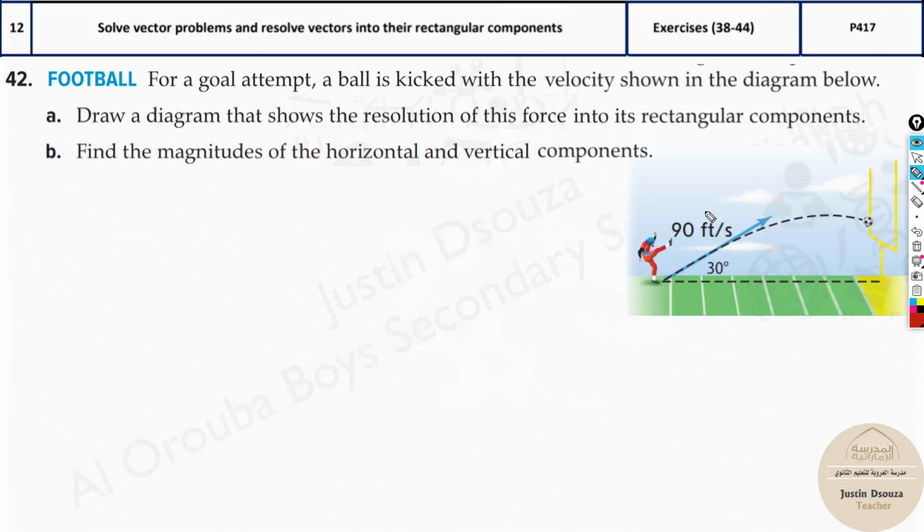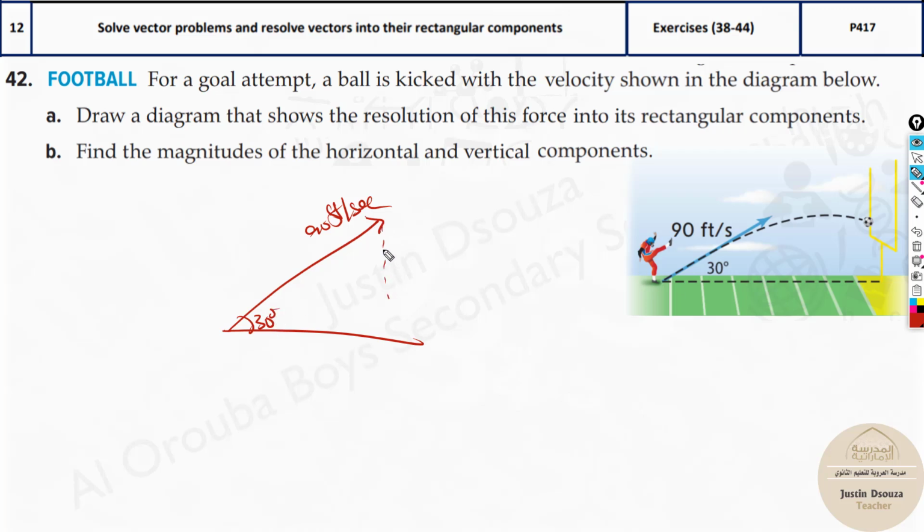Here we have a real life situation. For a goal attempt, a ball is kicked with the velocity shown in the diagram. Draw a diagram that shows the resolution of this force into its rectangular components. Now, rectangular means vertical and the horizontal component. Let's write the magnitude over here given. This is 90 feet per second. And then we have an angle of 30 degrees.